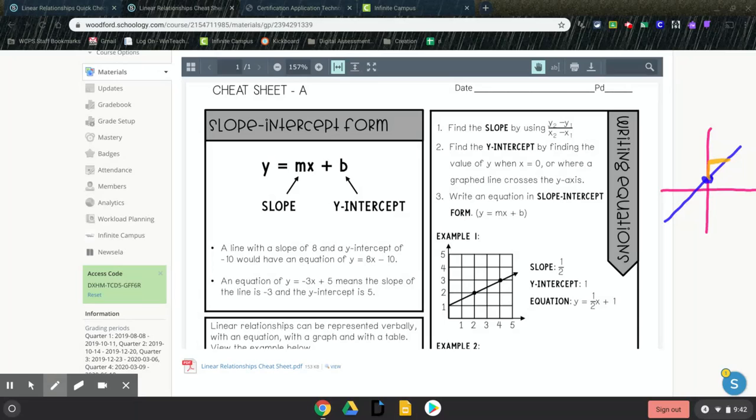So an example is right here. Your y-intercept is 1 because that is where the line crosses the y-axis. This is the y, this is the x. And then your slope, you take 2 points and you count your rise and your run. You rise 1, run 2, so your slope is 1 over 2. So you would write it as y equals 1 over 2x plus 1, where m is 1 over 2, rise over run, and 1 is your y-intercept where it crosses the y-axis. Okay?